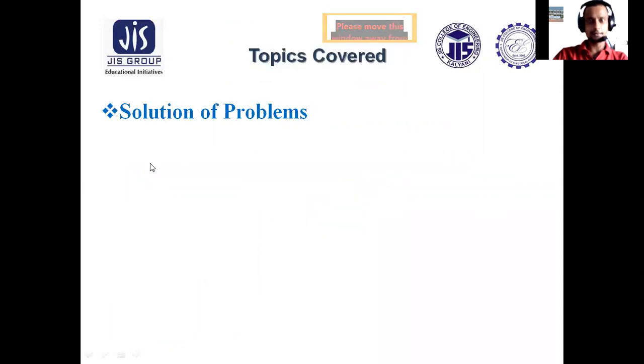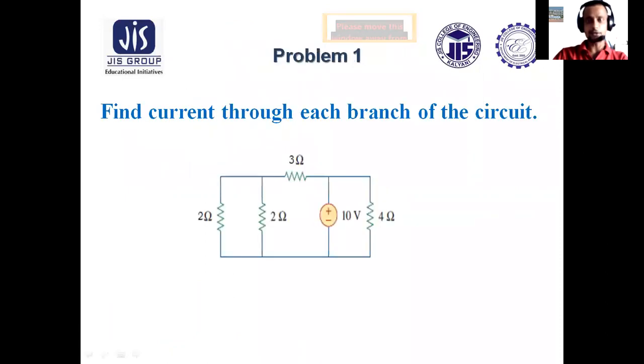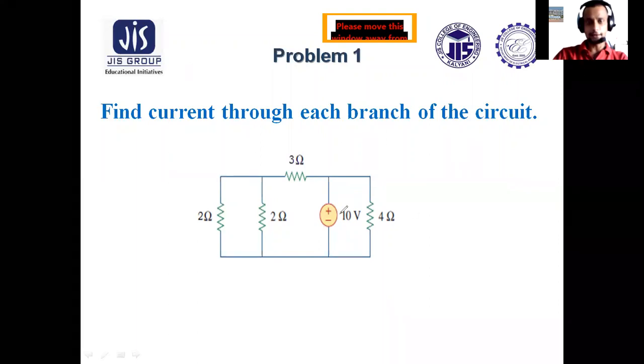Today we'll be discussing some problems. So let us start with this problem. For this problem, it is mentioned to find out the current through each branch of the circuit. So how to find the current through each branch of this circuit? It has one voltage source of 10 volt and a few series parallel combinations of resistors.